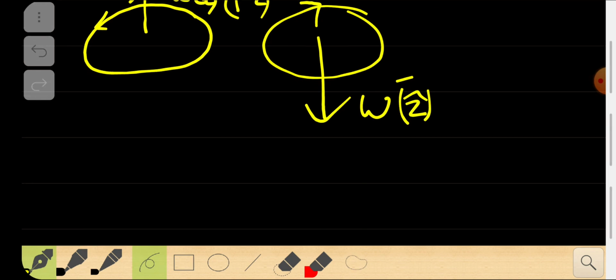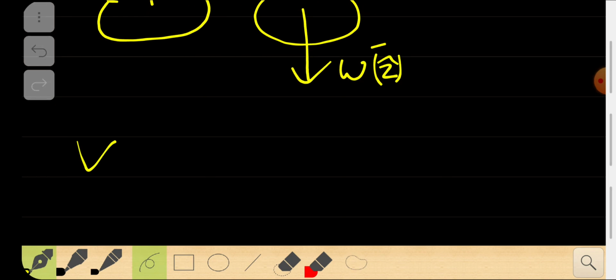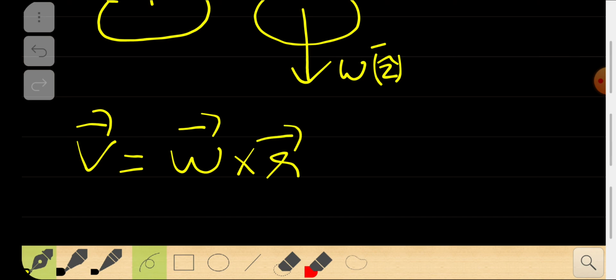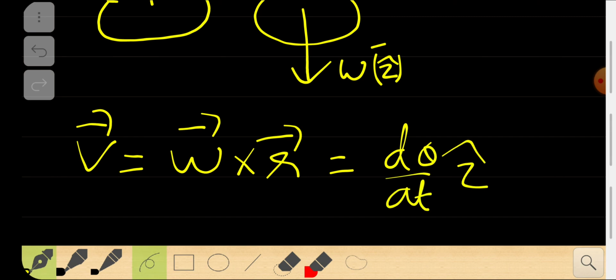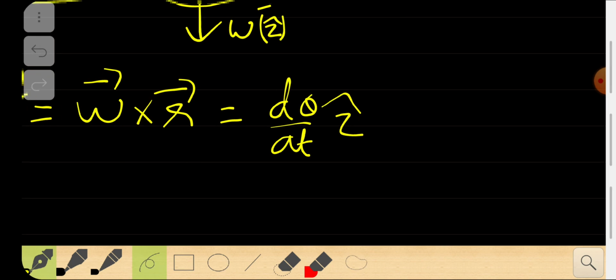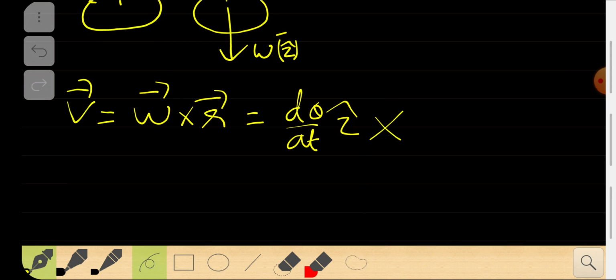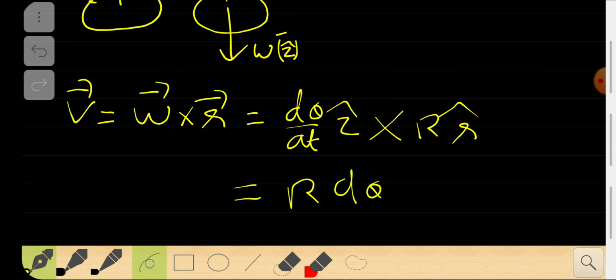So you can now say that v, the velocity vector which we have found out, is omega crossed into r. So that will be some d theta by dt in the z cap direction or minus z cap direction, depending upon the point which you chose, times the magnitude of r times r cap. So it will be r times d theta by dt times z cap crossed into r cap.